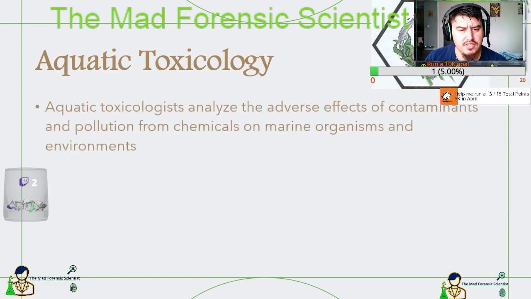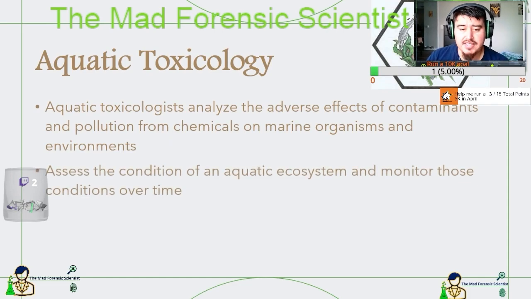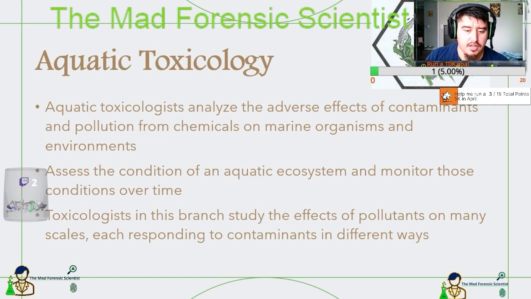Aquatic toxicology. So this is how aquatic toxicologists will analyze the adverse effects of contaminants and pollutants from chemicals on marine organisms and environments. They assess the condition of aquatic ecosystems and monitor those conditions over time. Toxicology is the branch that studies the effects of pollutants on many scales, each responding to contaminants in different ways. So here, specifically in Miami, our waterways, we monitor them very specifically.